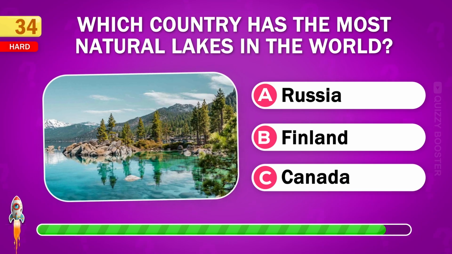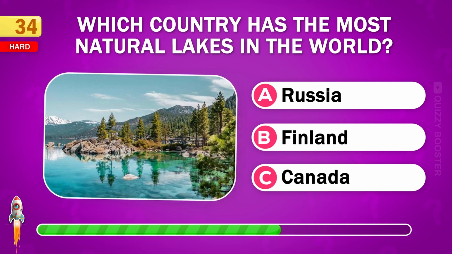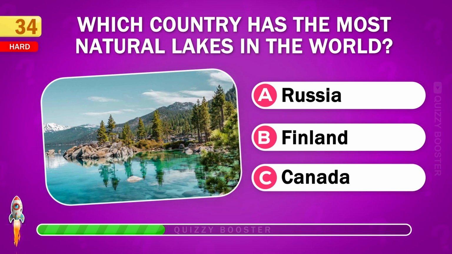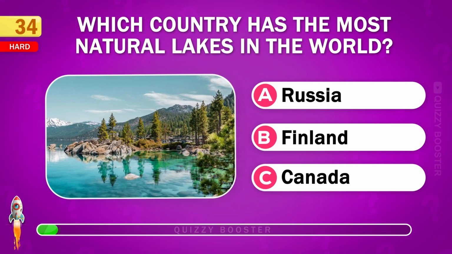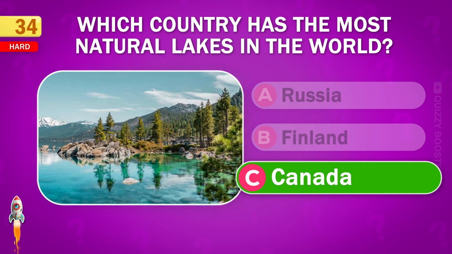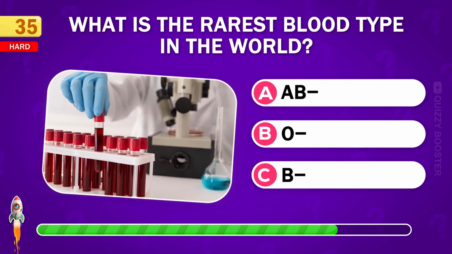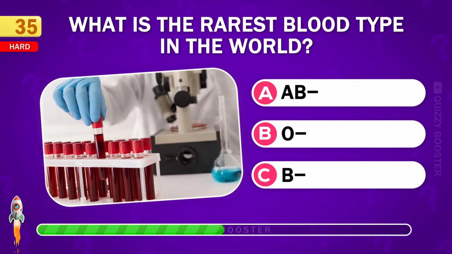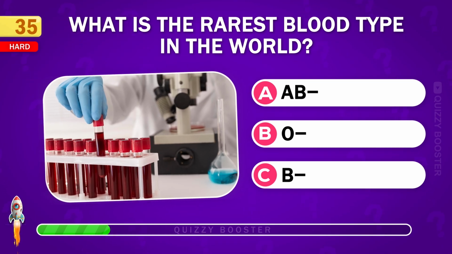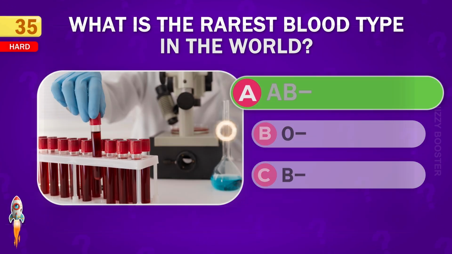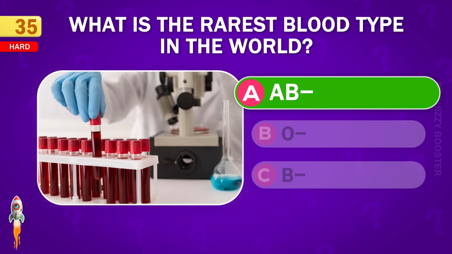Which country has the most natural lakes in the world? Canada. It contains nearly 60% of the world's lakes. What is the rarest blood type in the world? AB negative is an extremely rare blood group.